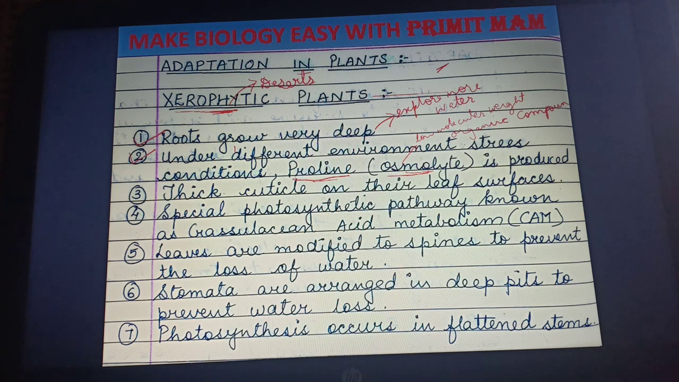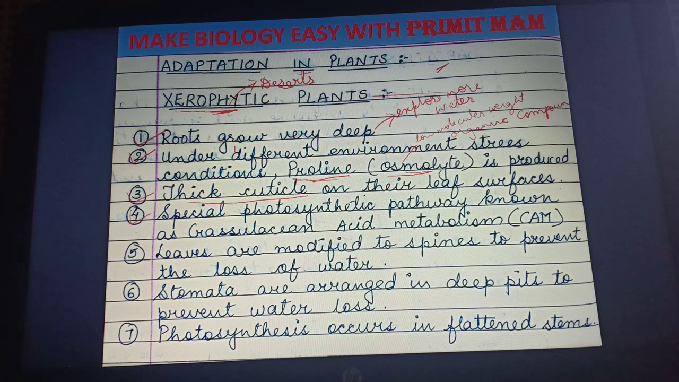Right, that influences the properties of biological fluids. Clear? Now the third adaptation is a thick cuticle on the leaf surfaces. The cuticle is the outermost layer outside the epidermis. So when a thick cuticle is produced on the leaf surfaces, there will be less loss of water from the leaf through the transpiration process.